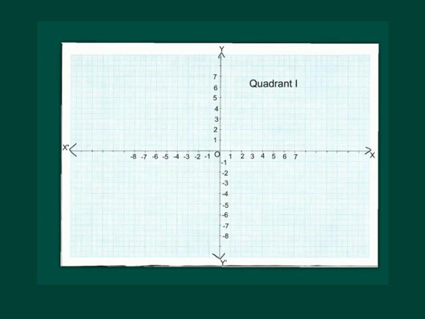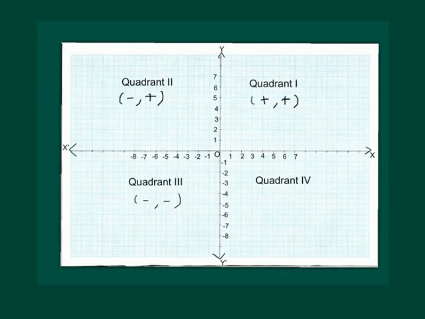Now we must remember that all the points lying in the first quadrant will have x coordinate positive and y coordinate positive. All the points in the second quadrant will have x coordinate negative and y coordinate positive. All the points in the third quadrant will have both x coordinate and y coordinate negative. And in the fourth quadrant, x coordinates will be positive but y coordinates will be negative.